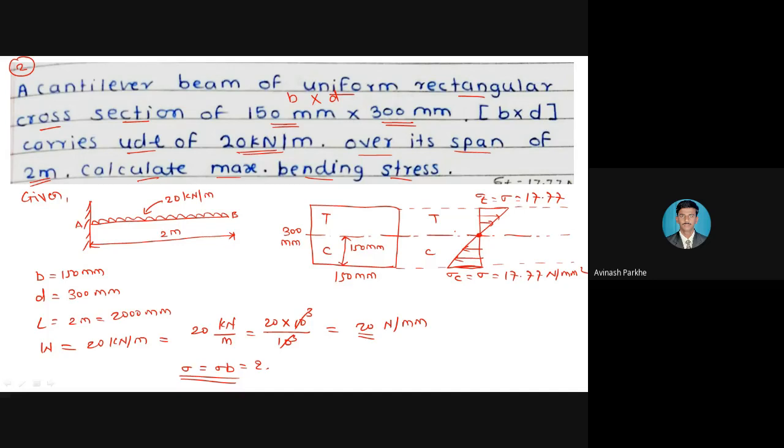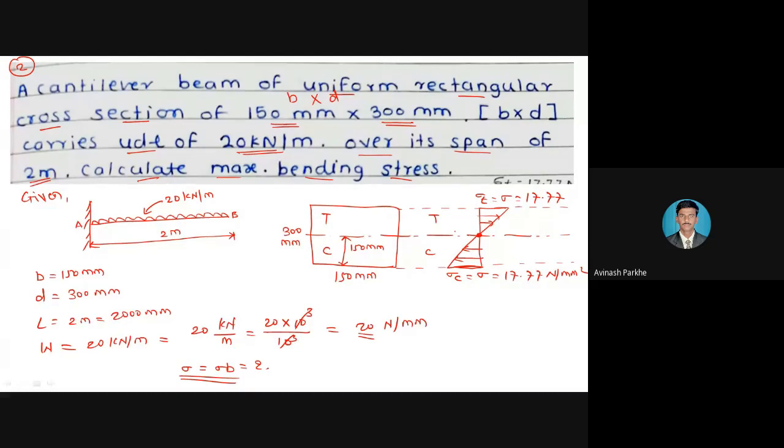Y or Y bar is to be calculated by using the formula D by 2, that is vertical distance divided by 2. But the formula for the bending moment calculation, capital M, is changing because the type of load is changing. Type of beam is same, but type of load is different. In the first problem, point load is there. In the second problem, UDL is there.